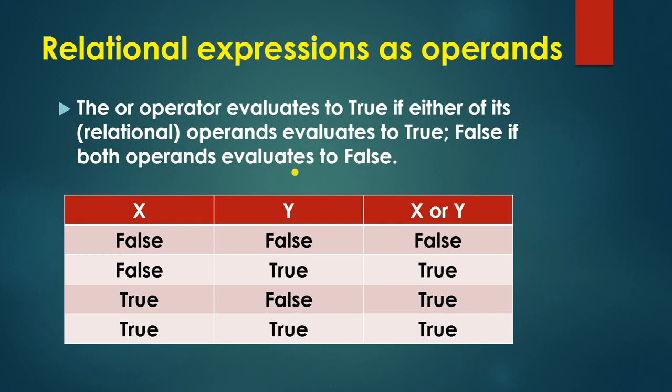In this, the or operator evaluates to true if either of its operands evaluates to true, and false if both operands evaluate to false. So this is a truth table. In this, the value of x is false and y is false, so it will give you the result false, in the boolean data type. When x is false and y is true, it will give you true. When x is true and y is false, it will again give you true.